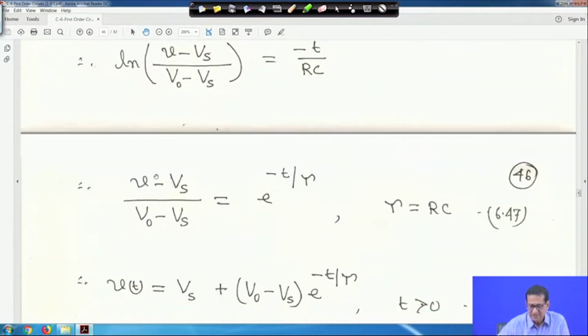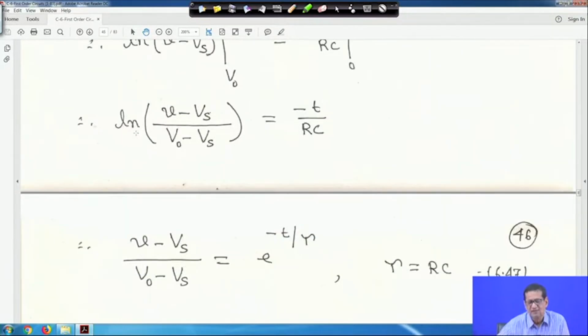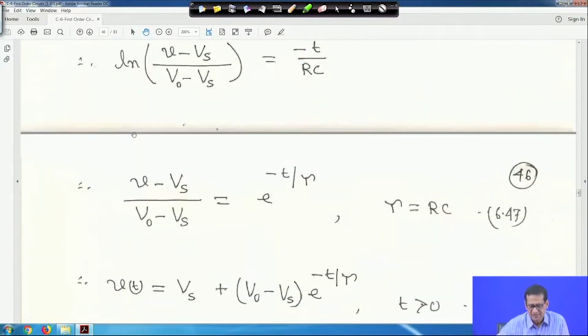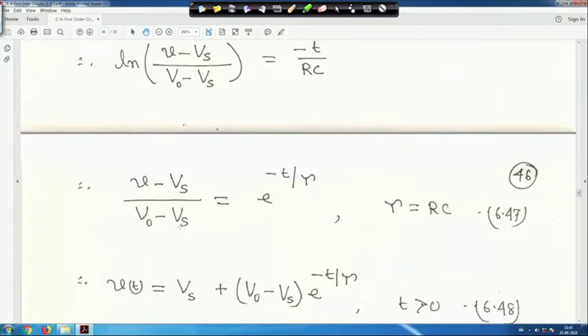Natural log means log of base e, right. So, it is (v minus vs) upon (v0 minus vs) is equal to e to the power minus t upon tau. Tau is equal to RC, the time constant of the RC circuit. This is equation 47, right.